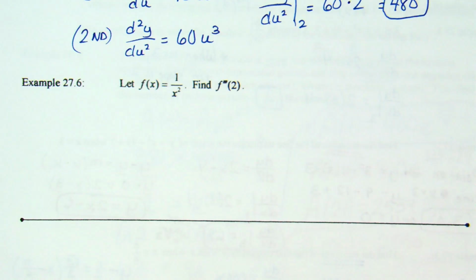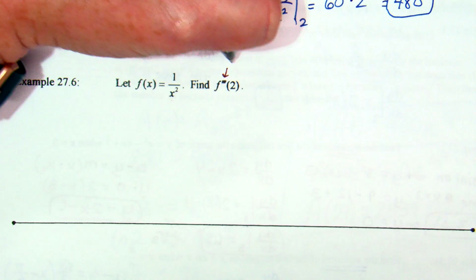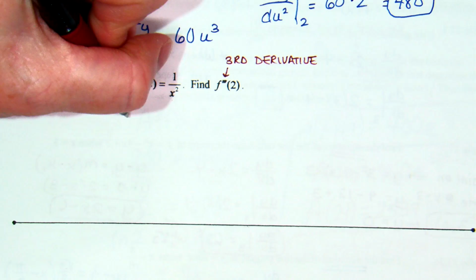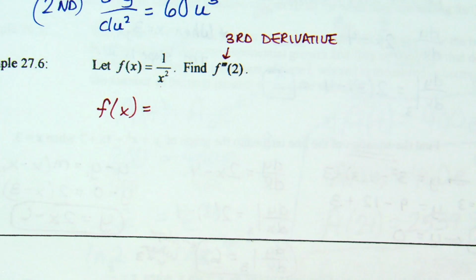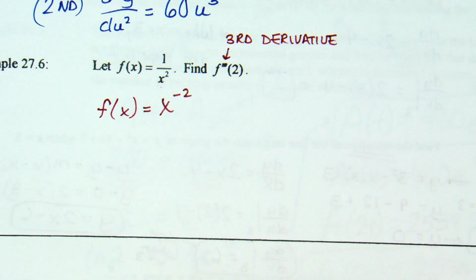Okay, so last example. Let f of x be 1 over x squared. Find, can you read what that is? That is 3. So we want the third derivative evaluated at 2. Let's start with, in order to take derivatives, how should I rewrite f of x? Right. You can't take the derivative of 1 over x squared as is. Move x to the second up from the denominator. This is x to the negative 2.